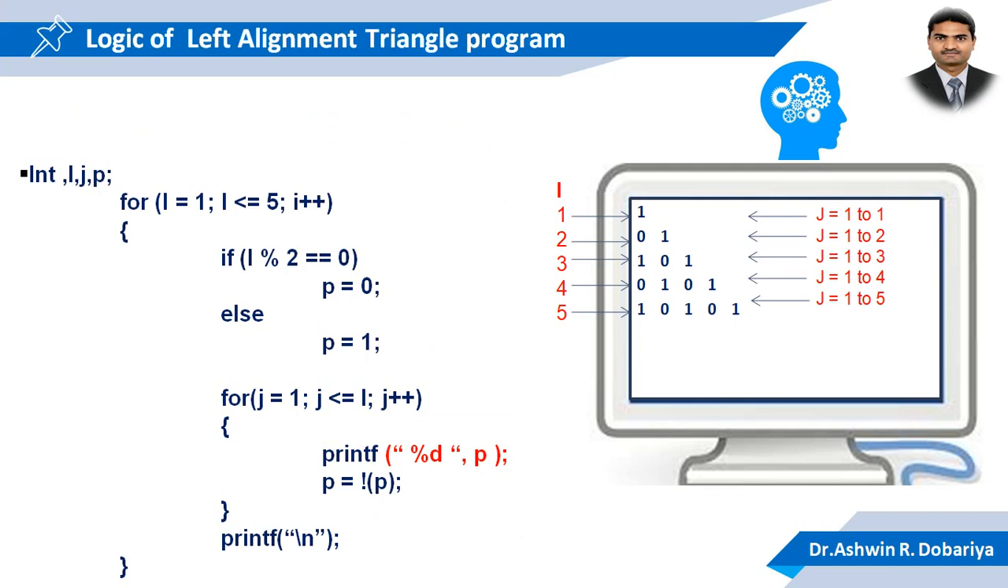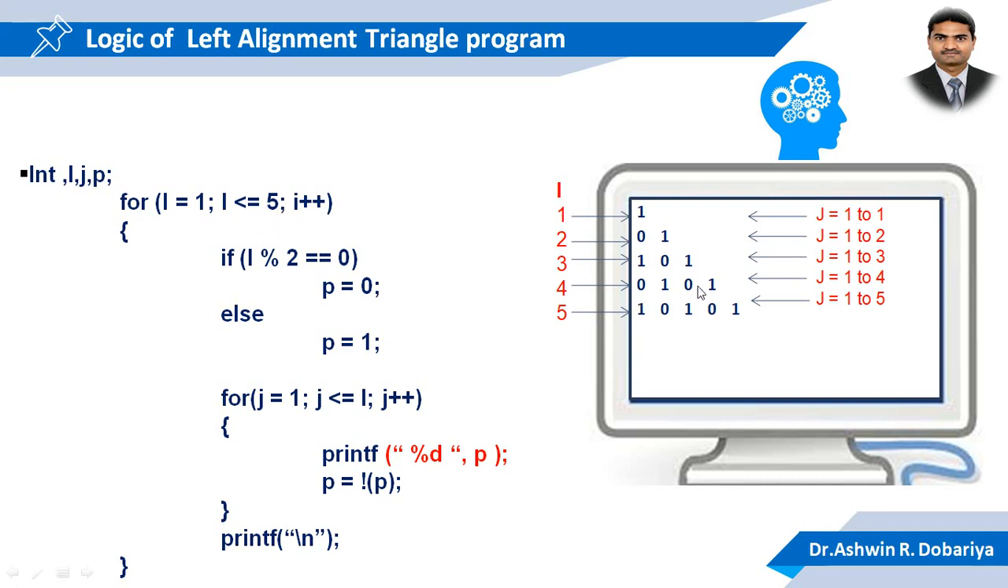Again, as per our practice, whenever there is a triangle, we require two loops. The first loop indicates the total number of lines. So here we want to display, for example, 5 lines. Then the first outer loop counter variable starts from 1 and ends with 5. So for i is equal to 1, i less than or equal to 5, i plus plus.